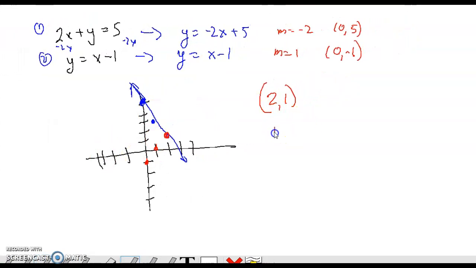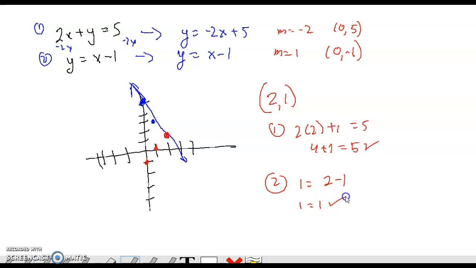So let's check in the first equation. So 2 times 2 plus 1 is equal to 5. So 4 plus 1 is equal to 5. That works out. Second equation is 1 is equal to 2 minus 1. And 1 is equal to 1. So it worked out. So again, this is our solution where both of those lines meet up.